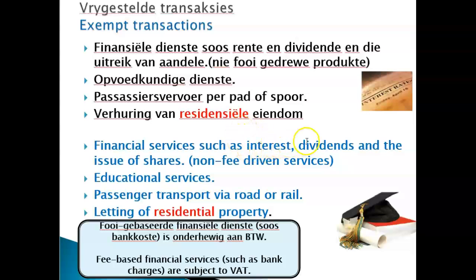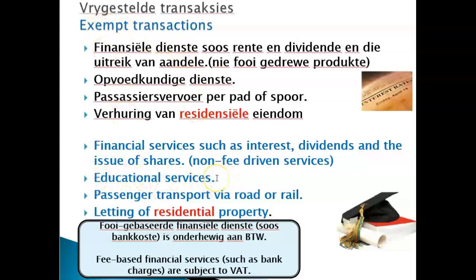So interest income and dividend income are not subject to VAT. But fee-driven services, fee-based financial services such as bank charges or any other fees that the bank is levying on its clients, are actually subject to VAT. So interest and dividends are not subject to VAT, but fee-driven services are subject to VAT. Educational services is an exempt transaction.